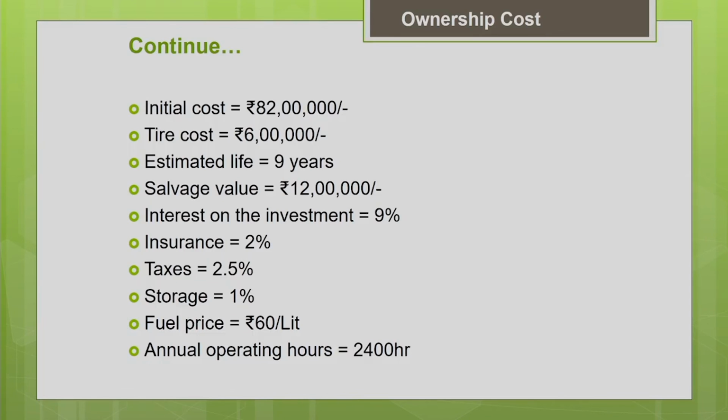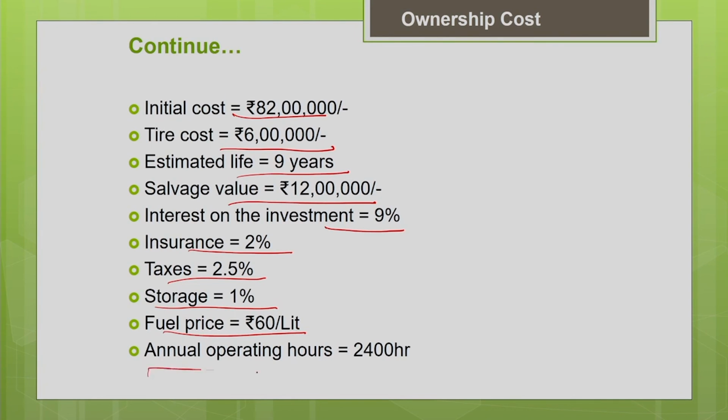So this is a summary of the input data given: initial cost, your tire cost, life of the machine, the salvage value, and the cost of investment. Interest on investment is 9%, insurance cost 2%, taxes 2.5%, storage cost is 1%. Your fuel price is given; it will be used for operating cost estimation basically.